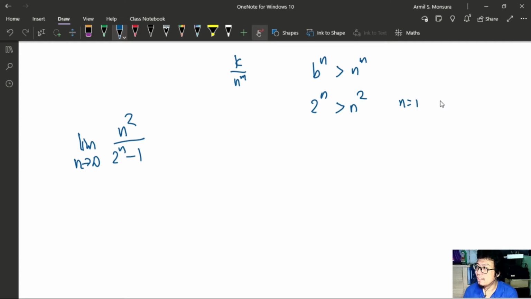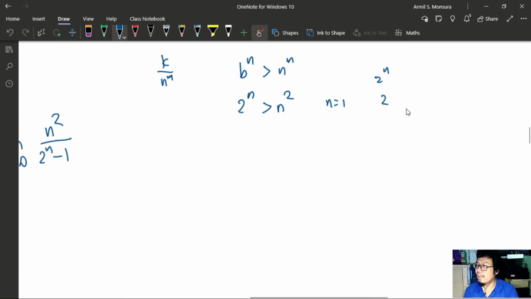You can actually verify that numerically by making some computations. For example, for n equals 1, 2 raised to n is 2, and n squared is 1. For n equals 2, 2 raised to n is 4, and n squared is 4. For n equals 3, 2 raised to n is 8, and 3 squared is 9.